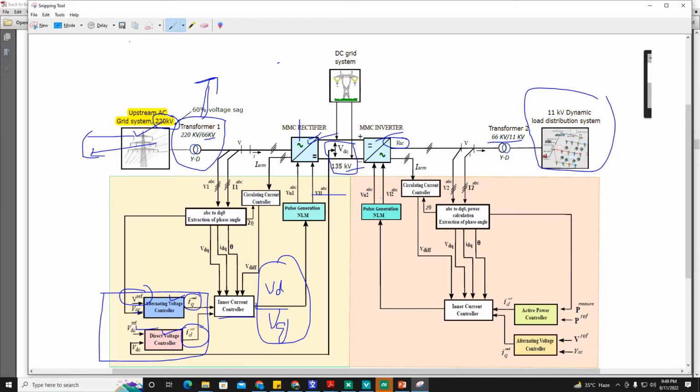The signals that are coming towards the inner current control: one signal is coming from the circulating current separation controller. This is to ensure that the circulating current component, which is twice the fundamental frequency AC component of the circulating current, is suppressed, and this signal comes from the CCAC circulating current suppression control.